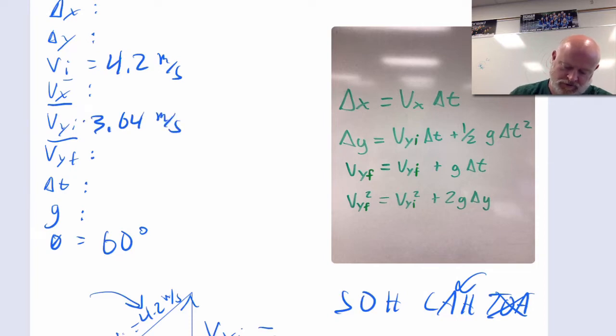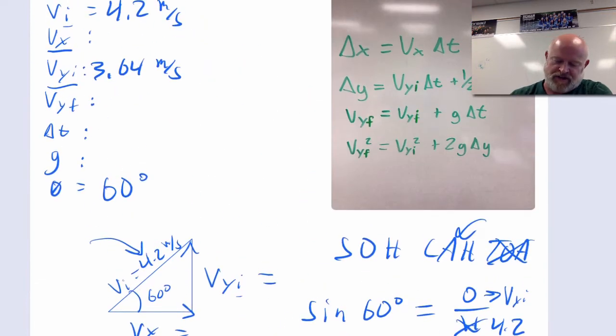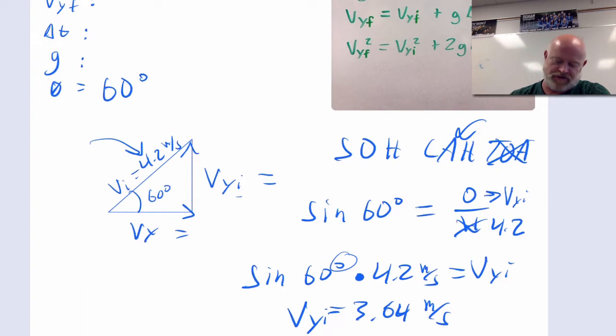So I know my initial velocity. Cosine 60 times 4.2 gives me 2.1. So my velocity in the x direction is 2.1 meters per second. If I put that into the calculator, that's what I would get for that part. So now my Vx is 2.1 meters per second. Okay, so that's our starting point. All right, so now we know everything about the initial launch.